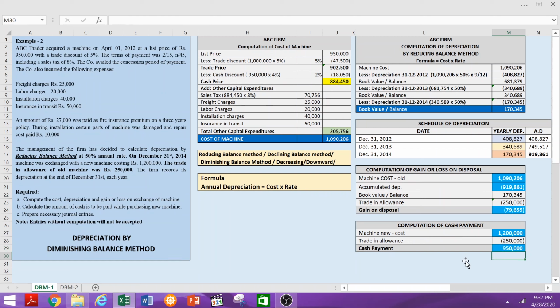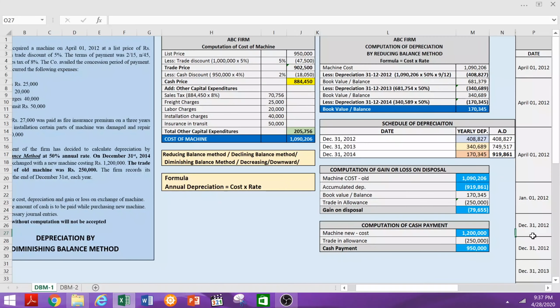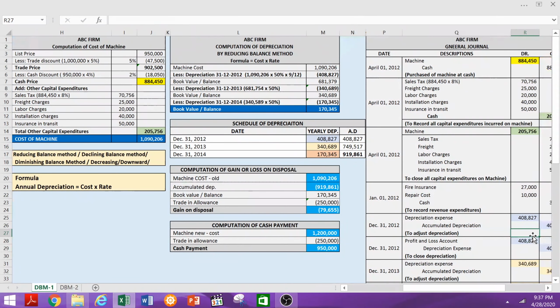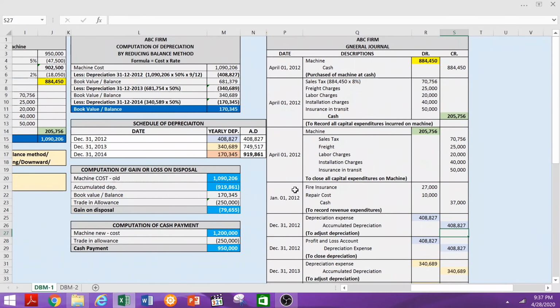Okay. So the cost of the new machine is equal to 1200,000 or 1.2 million. The trade-in allowance of the old machine is equal to 2,50,000. So by subtracting, we can calculate the amount of cash paid. Now, how these computations are shown in journal entries, I don't think I need to explain to you. You already know how transactions are recorded in journal.